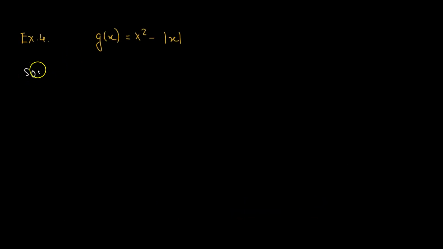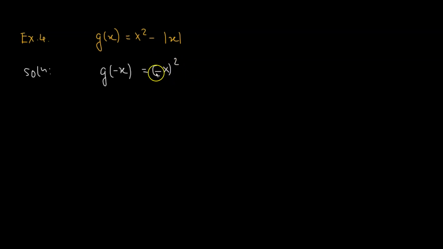So let's do another final problem. Here we have the function g of x is equal to x squared minus the absolute value of x. So what we'll do, we'll first begin by replacing x with negative x. So g of negative x will be negative x whole squared.